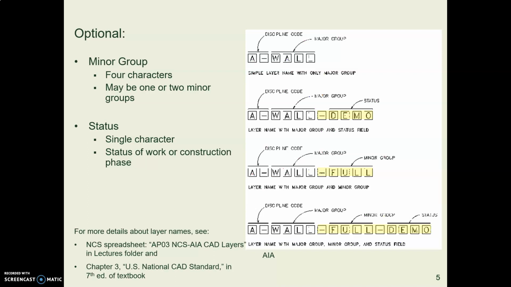Optionally, especially if you have a complicated drawing, you can add some minor groups. So for example, if you were drawing a wall in your drawing that was an existing wall that was going to be demolished, you would use a different layer for that wall, and you might call it, I'm going to show you right here, A for architecture, wall, because it's a wall, and then demo, because that's the layer for the wall that's going to be demolished.